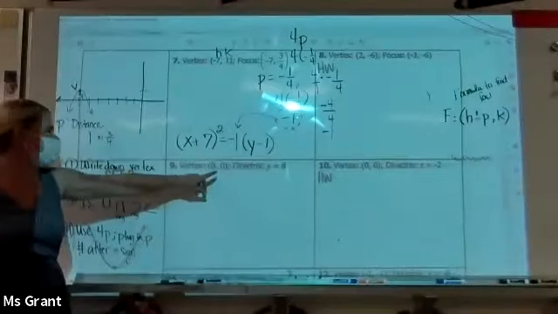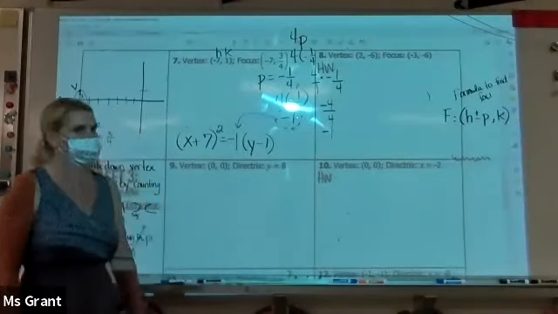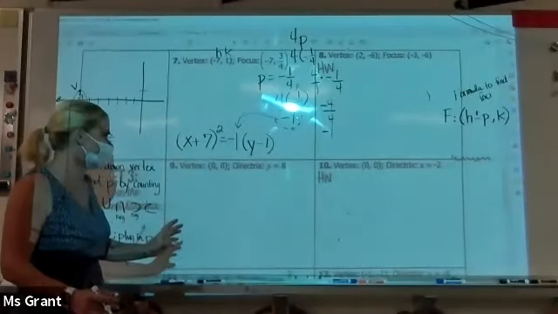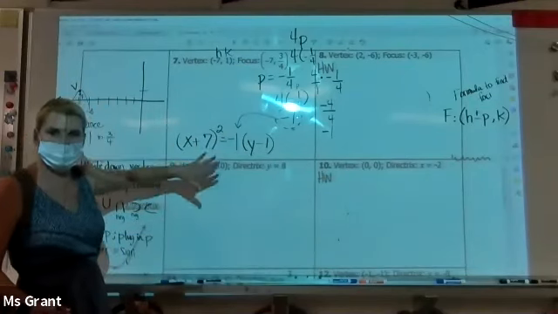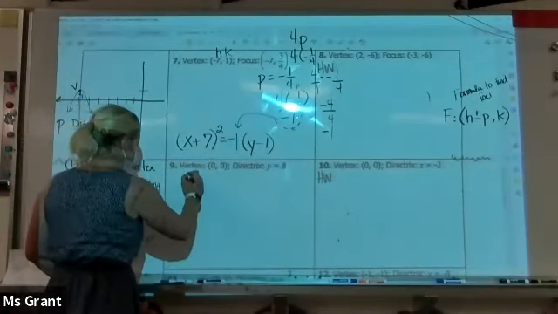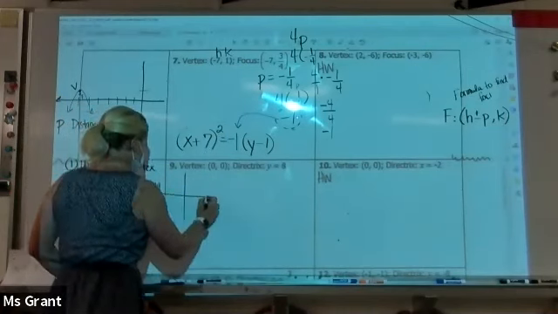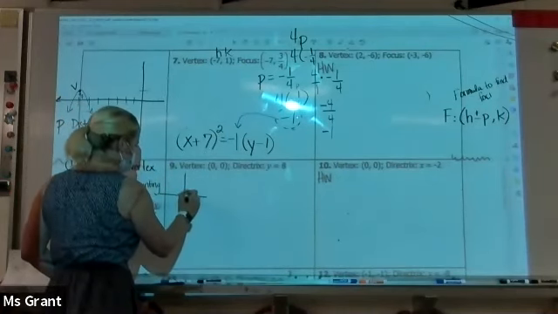Oh, I have a directrix, 8. Okay, you need to make quadrant 1 and 2 on top, very spacious. And maybe you want to make your lines close together.